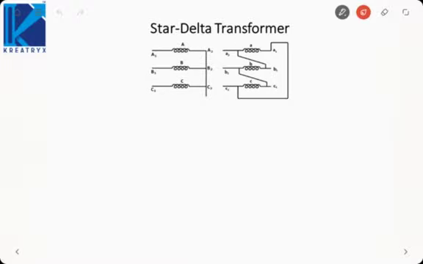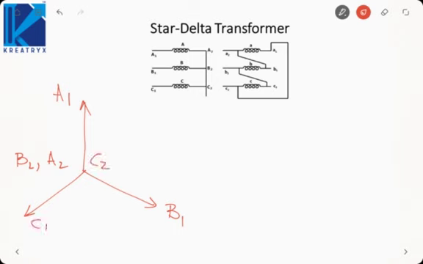So first of all, we will draw primary phasor. Primary phasor will be drawn similarly. This will be A2, A1, B2, B1, C2, C1. This will be my neutral point. Now to draw the secondary phasor we will draw.